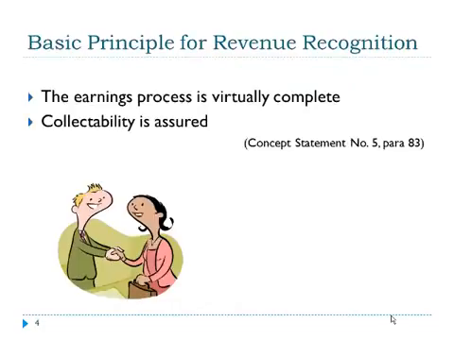The basic principles for revenue recognition are simple, but hard to apply. The earnings process is virtually complete and collectibility is assured are the statements from generally accepted accounting principles. Notice that the earnings process can be virtually complete and not absolutely complete, and that allows some judgment then for the variety of things that can happen in a sales transaction.